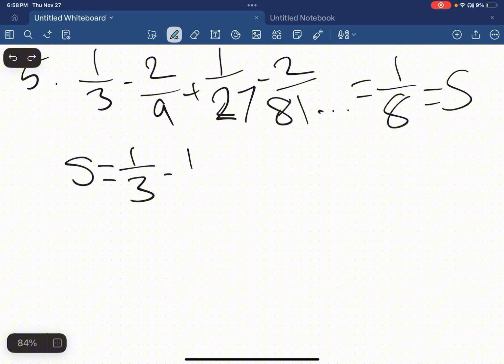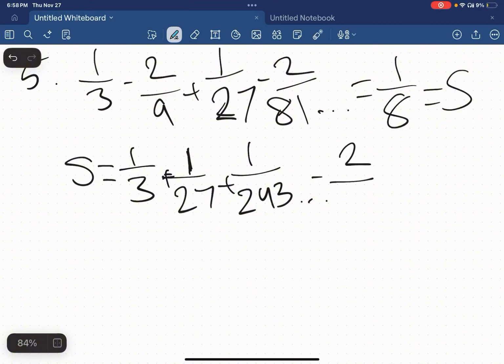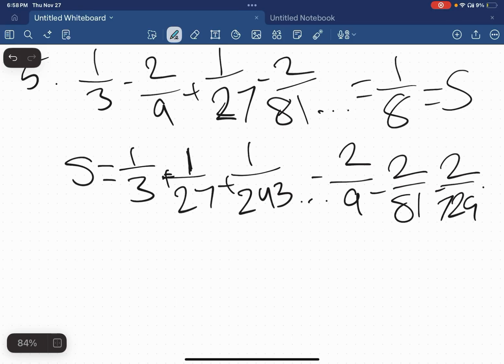We can actually simplify this. Sorry, not simplify it, but we can make this look a bit better by putting the positives on one side and the negatives on one side. So we have plus 1 over 27 plus 1 over the 4th root of 3, which is 243, dot, dot, dot. And at the end, we're just going to return here. So we'll have 2 over 9 minus 2 over 81 minus 2 over 729 and so on.